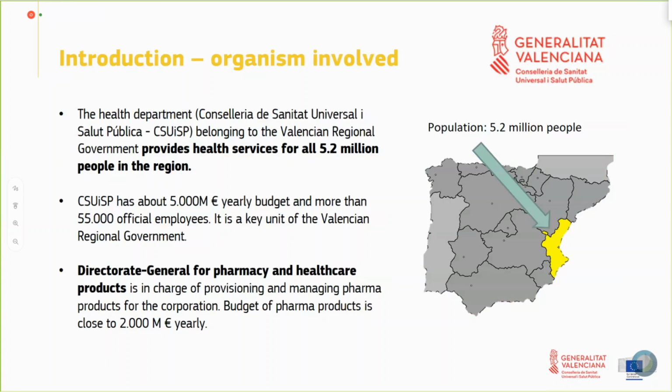As introduction, I will just say that the health department provides services to 5 million people. Its budget is about 5,000 million yearly, and there are more than 55,000 employees. So it is a key unit of the Valencian regional government together with education. The Directorate General for Pharmacy and Healthcare Products, which has been directly involved in this project, is in charge of provisioning and managing pharma products for the corporation. Its budget is about 2,000 million yearly. Next.